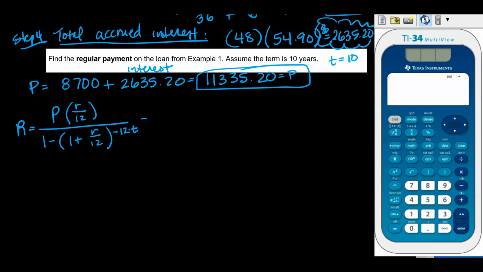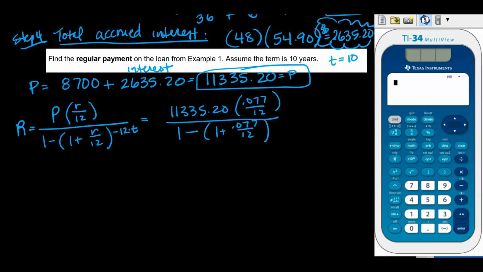So I'm going to plug all the numbers in. For P, 11,335.20 times my rate over 12 divided by 1 minus 1 plus my rate over 12 to the negative 12 times 10. At this point, it would be a really good idea for you to pause the video and try to evaluate this on your own with your calculator, and then you can check with me. I'm going to go over a couple of options.